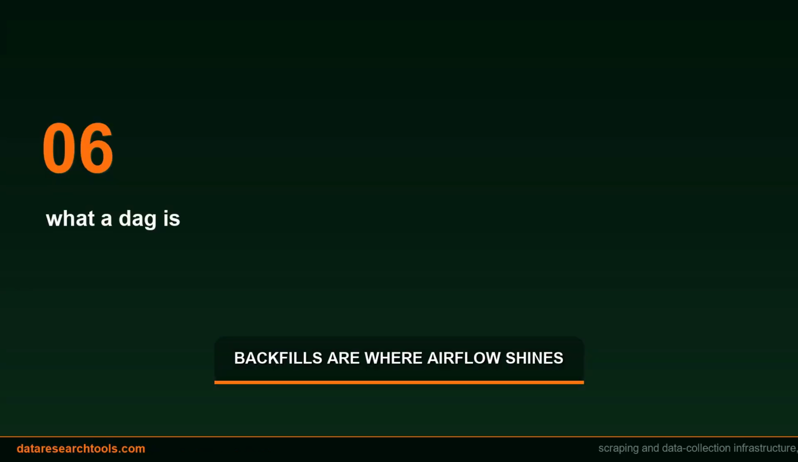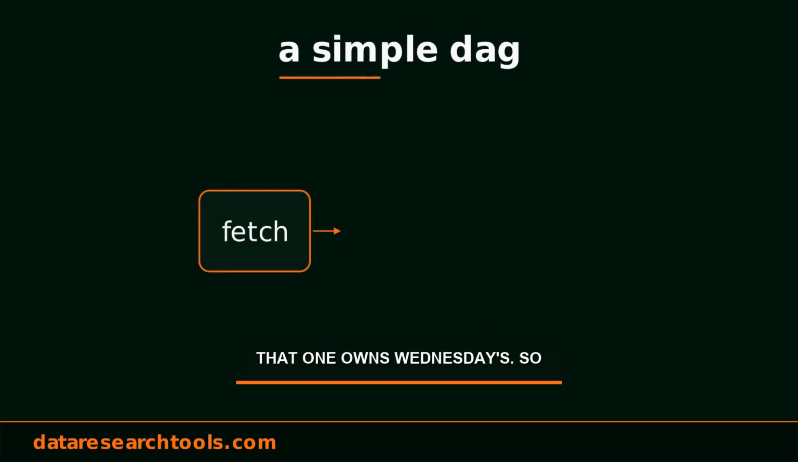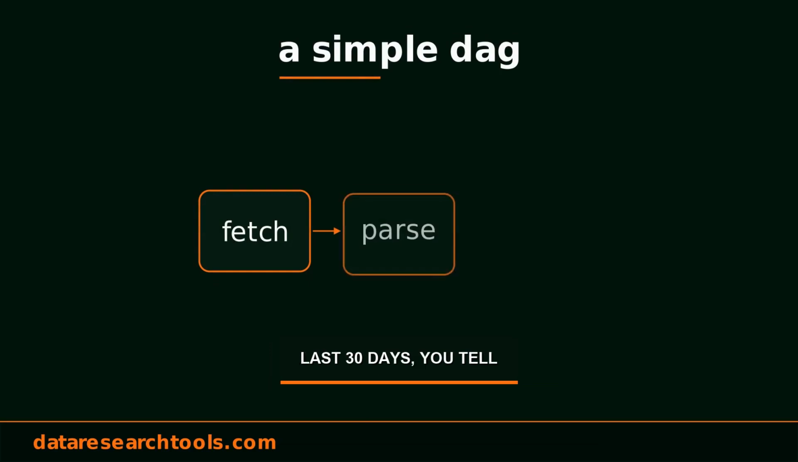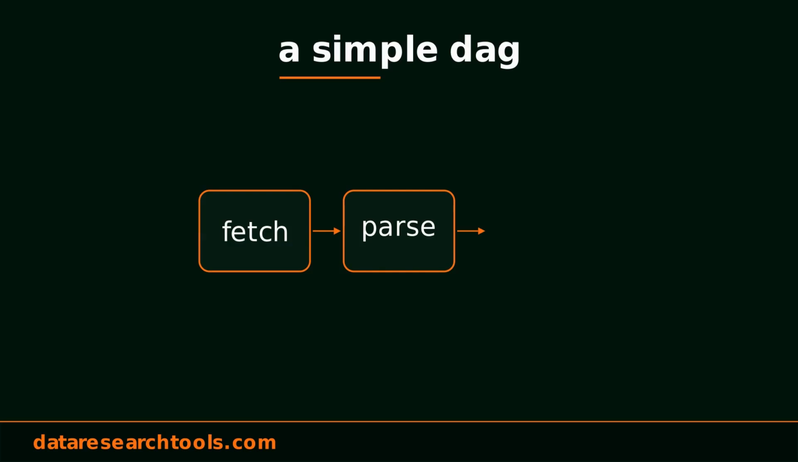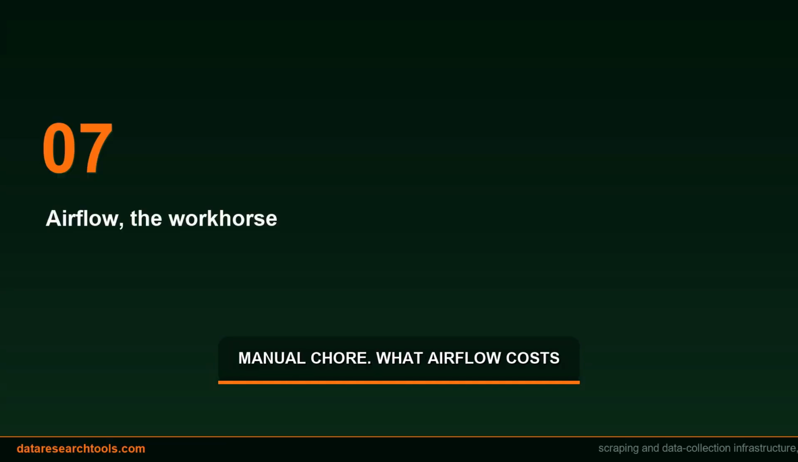Backfills are where Airflow shines. The thing Airflow does far better than a pile of cron jobs is the backfill. It treats every run as owning a slice of time. This run owns Tuesday's data, that one owns Wednesday's. So when you fix a parser and need to rebuild the last 30 days, you tell Airflow to run that range, and it reprocesses each day in order. That only works if your steps are idempotent, but when they are, repairing history becomes one command instead of a manual chore.